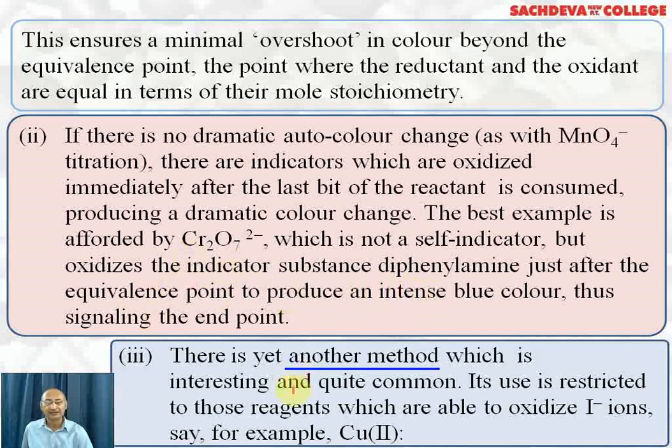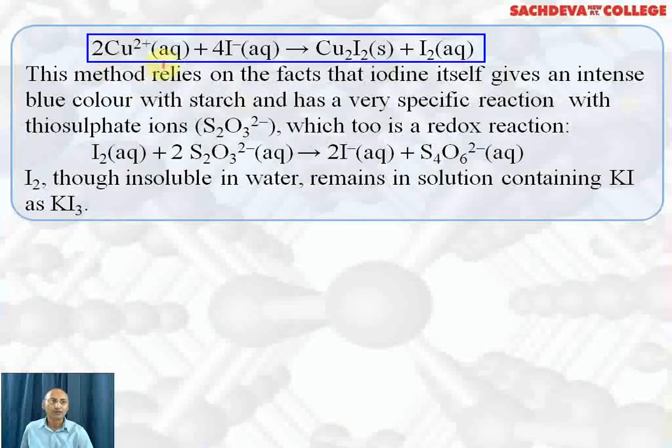There is yet another method which is interesting and quite common. Its use is restricted to those reagents which are able to oxidize iodide ion. For example, copper(II) ion is able to oxidize iodide ion to iodine and itself gets reduced to copper(I) ion. 2 Cu²⁺ + 4 I⁻ forms cuprous iodide. That is, Cu²⁺ has changed to Cu⁺. CuI is unstable, therefore it exists as a dimer, Cu2I2. Iodide ion has changed to I2. So this is a redox reaction where copper(II) is gaining electrons, so acting as an oxidizing agent, whereas iodide ion is losing electrons, so it acts as a reducing agent.